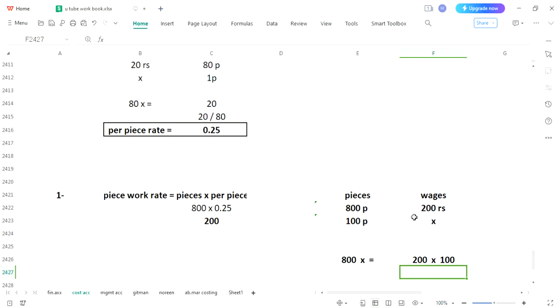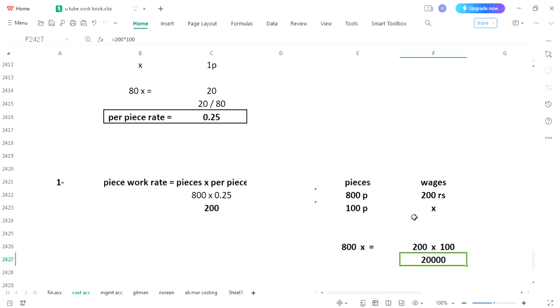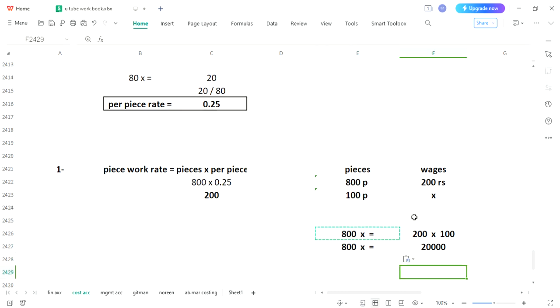Now what? First we will see 200 multiplied by 100 is 20,000. Here the same 800 pieces are present over here. 20,000 is already present over here. And 800 is being multiplied over here, and we want to take it to the opposite side, then it would be divided. Statement is completed. Now we can calculate 20,000 divided by 800.